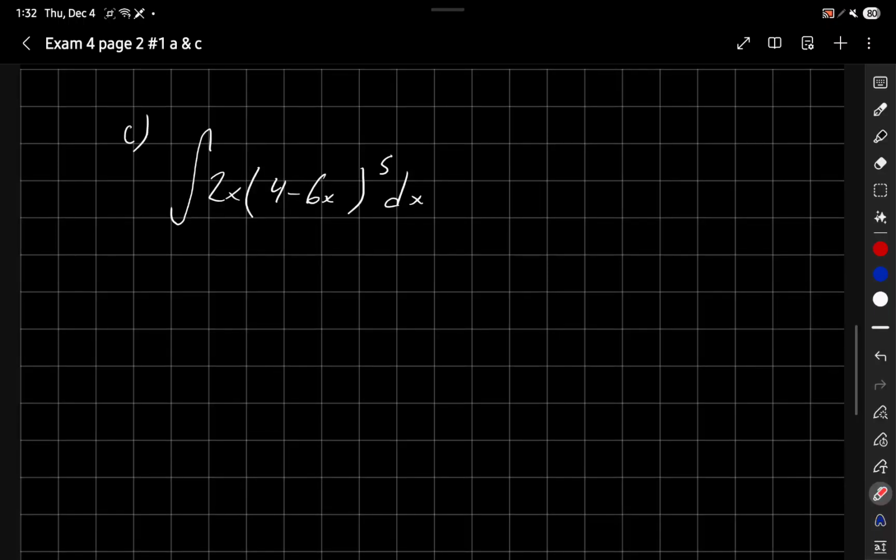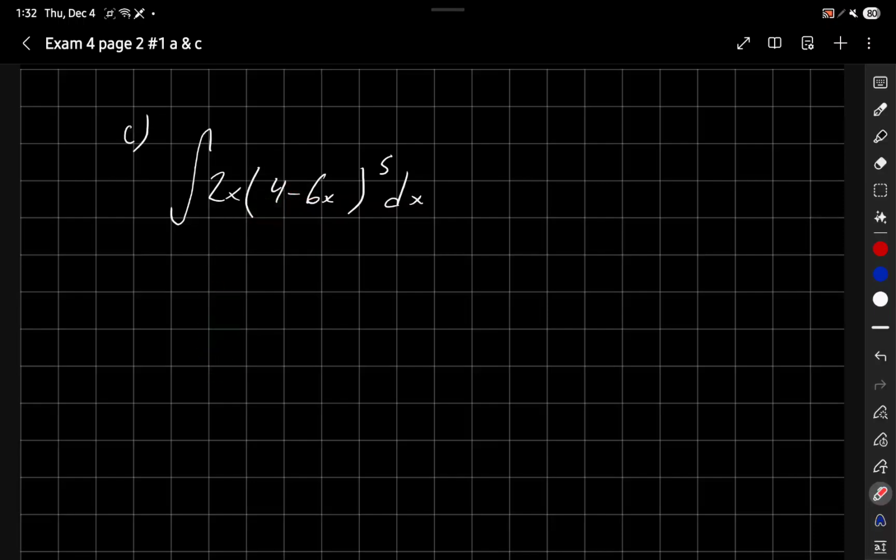Alright, so now moving on to the next problem. This one's a little bit more complicated. Here, you're going to need to use u sub, because there's no easy way of just doing the inverse power rule. There's no real easy way to do that.